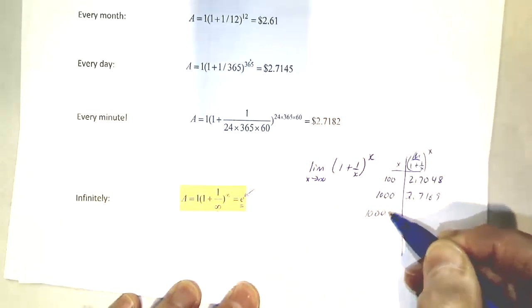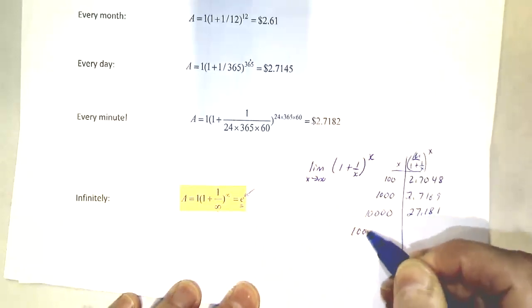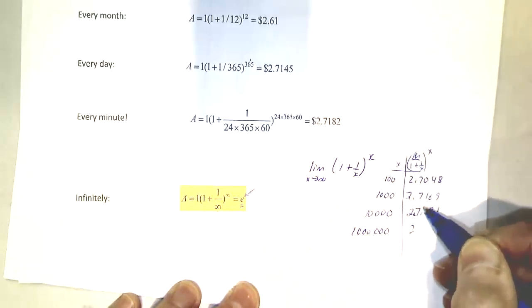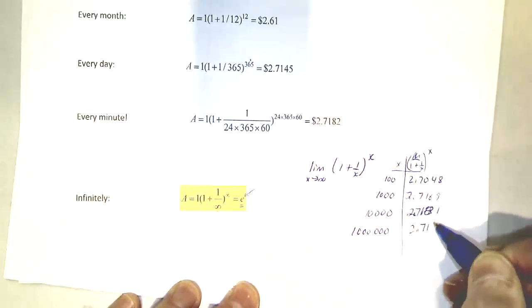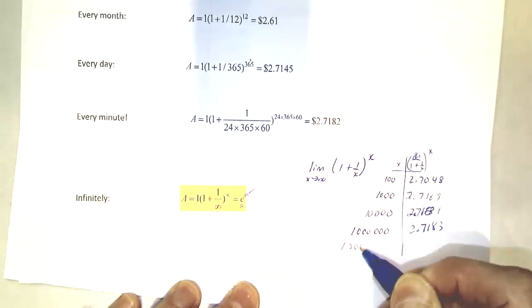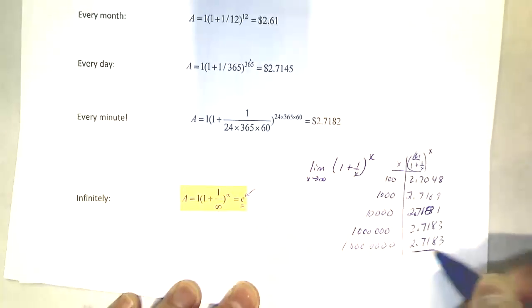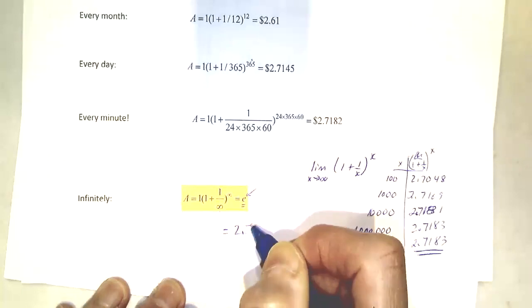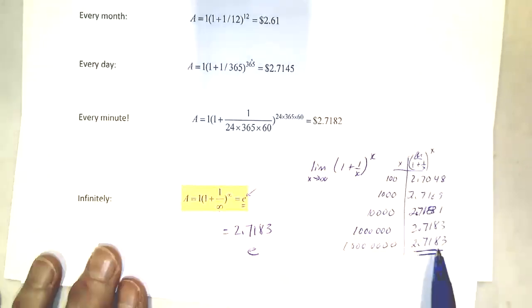So then I put 10,000, 2.7181. Then I put 1,000,000, 6 zeros there, I get 2.7183, and then I added an extra 0, and I rounded it, and I got 2.7183. That number is called Euler's number.